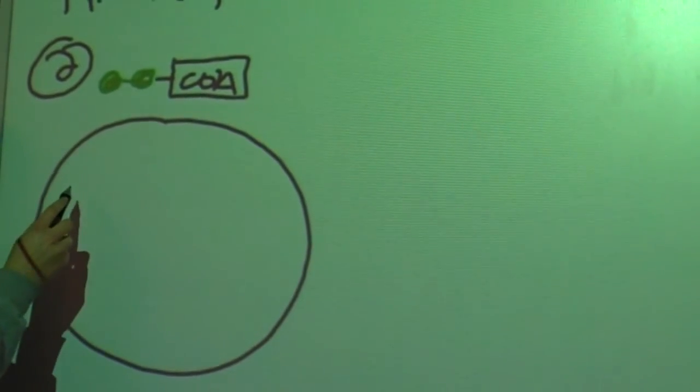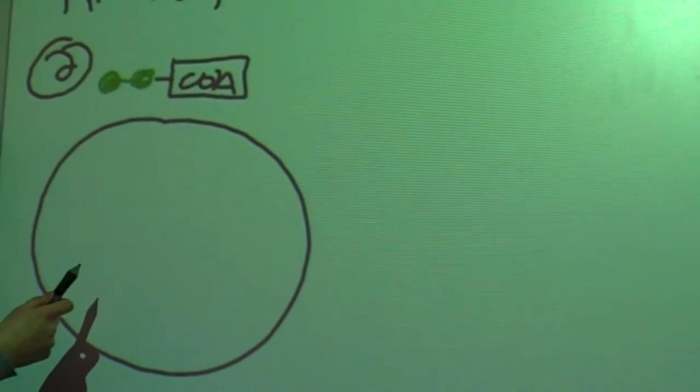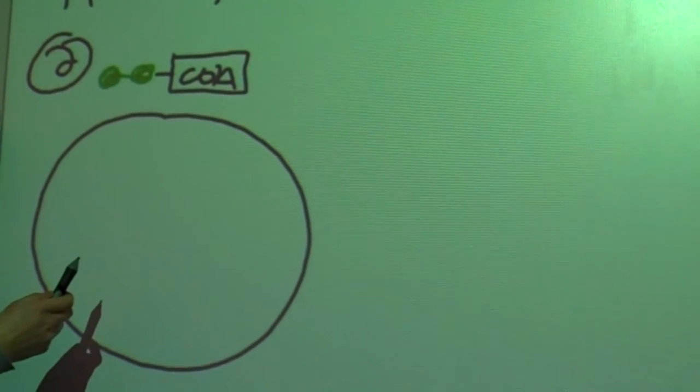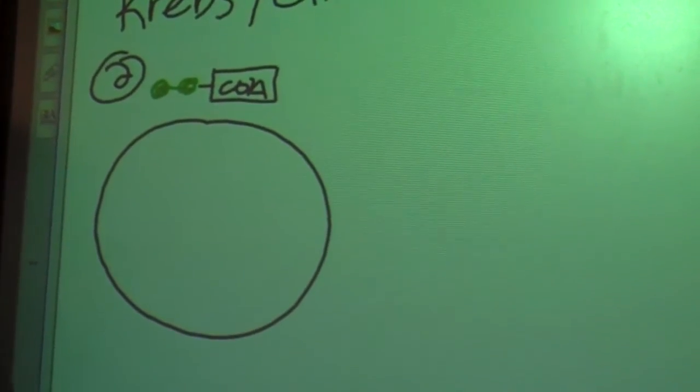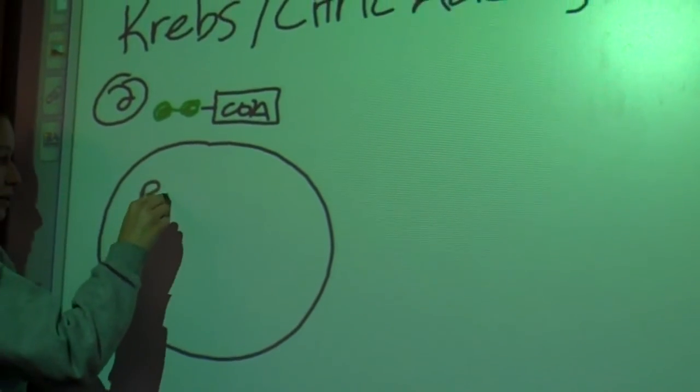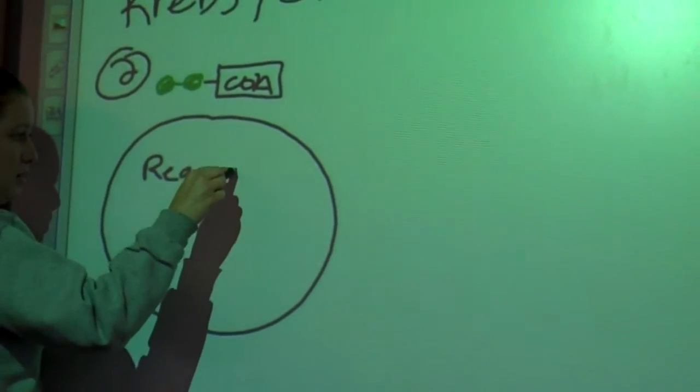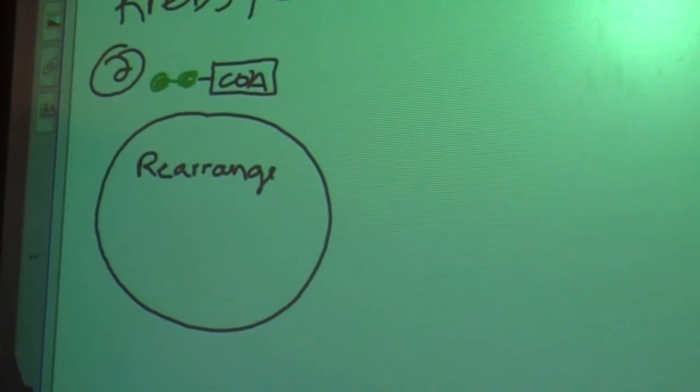Okay, so what are we doing with carbons in this system then? We're going to break it, but there's three things. Remember, there were three things that I said happen within the citric acid cycle. One starts with an R. Yeah, rearrange. So we're going to rearrange carbons. So we're going to move them all around.